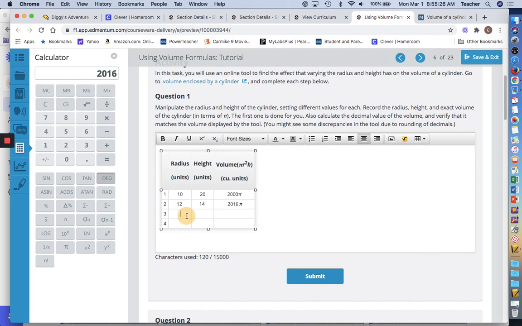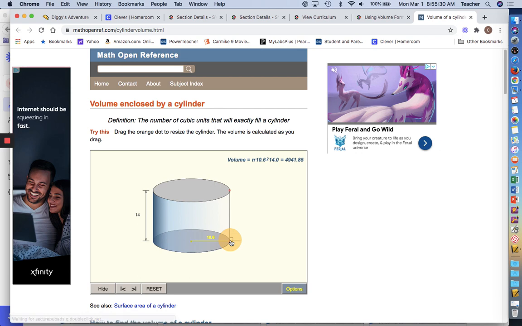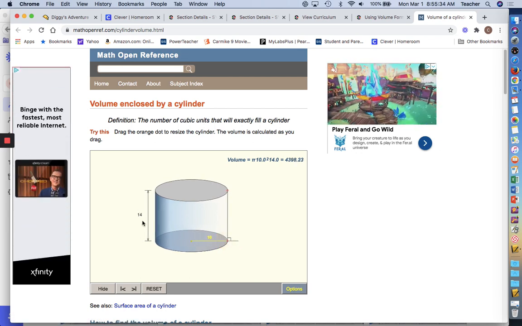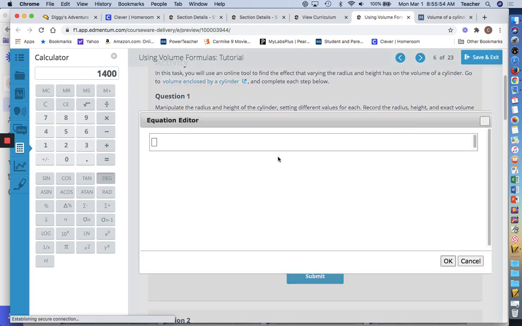Okay. All right, let's do another one. I'm going to change this to about a 10. All right, so radius 10, height 14. So again, it's r squared h, so this would be 10 squared times the height 14. That's going to be 1400 pi. Going to go into my equation editor to get my pi symbol.